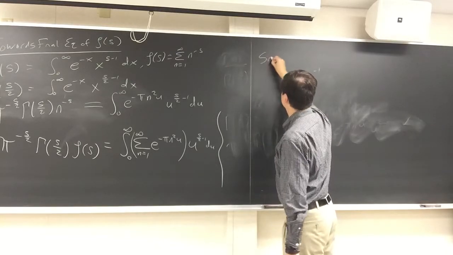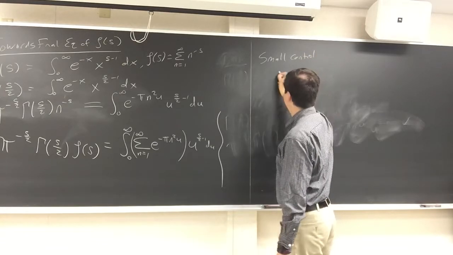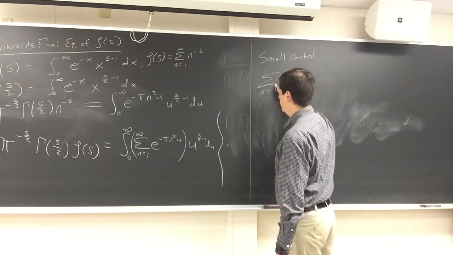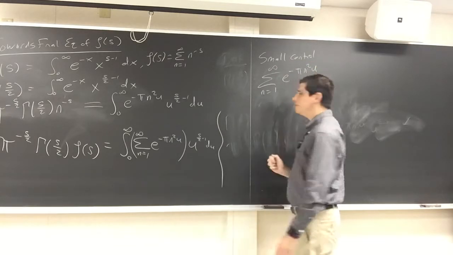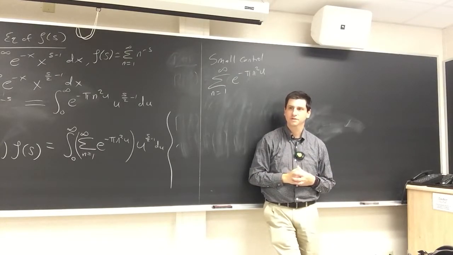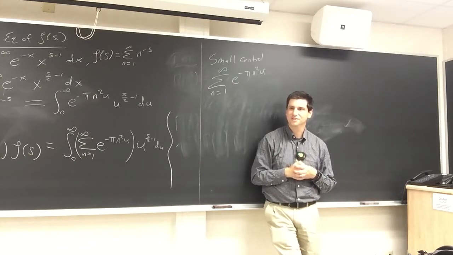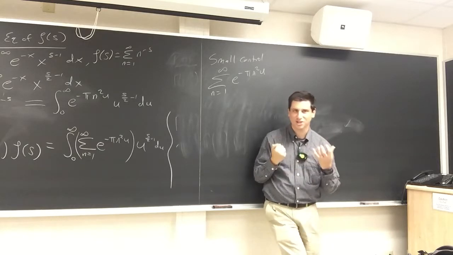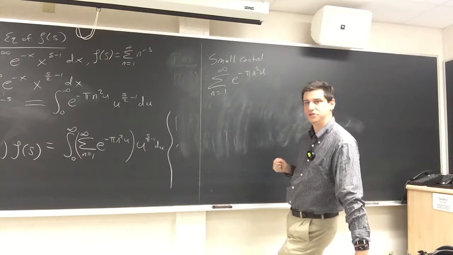So we need some small control. So we have the sum n goes from 1 to infinity e to the negative pi n squared u. Can you think of anything that would dominate that might be easy to work with? Okay, so good. What geometric series do we want? When in doubt, we always go back to the geometric series. It's our go-to sum. So what geometric series is this very close to?